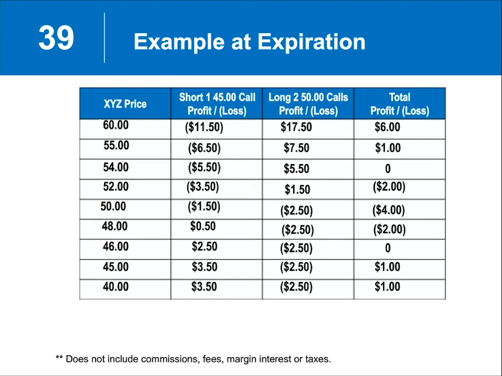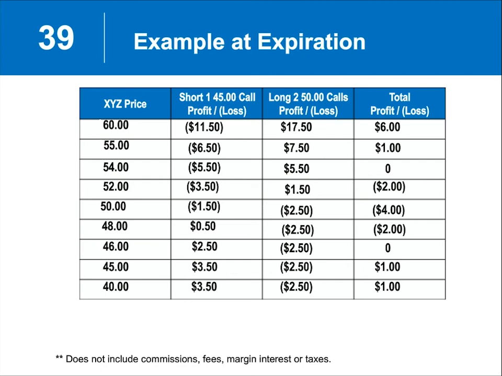But come up to 60. Look at the stock at 60. We're now losing $11.50 on the short 45 call, but the 2 long 50 calls are making, we have a profit of $17.50 on that. That's because as the stock goes up now, 2 calls are increasing in price versus the 1 short call that's increasing in price. So that's going to ratchet up every time that goes up. We'll see a greater increase as that stock goes up.